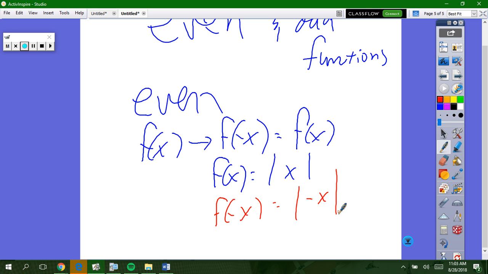Is the absolute value of x and the absolute value of negative x the same thing? Is this the same thing as the absolute value of x? It is. So did you notice, after replacing the x with a negative x, I got my same exact equation back. Because of that, I know this is an even function. Okay?